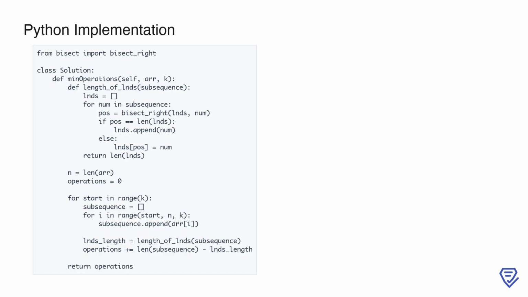The main function min operations begins by initializing operations to 0, which will store the total number of operations required. It iterates over each starting point within the range 0, k, treating elements at indices separated by k as independent subsequences. For every such subsequence, the LNDS length is calculated, and the number of operations required to convert the subsequence into a non-decreasing sequence is the difference between its length and the LNDS length. This value is added to the operations counter. Finally, the function returns the total number of operations required for all subsequences.